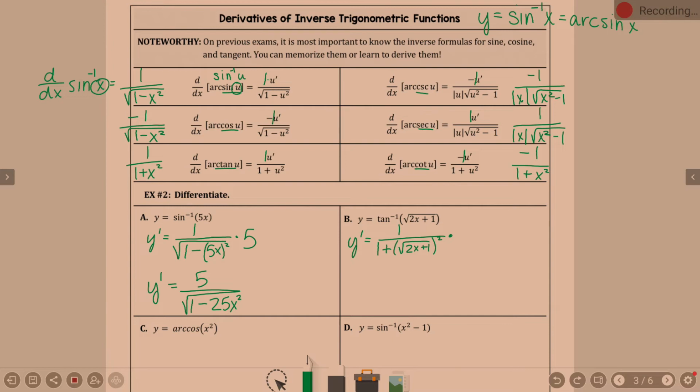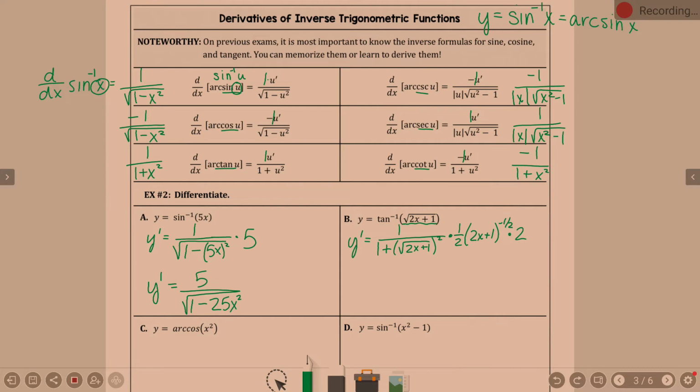Oh, you need to do the derivative of the square root of 2x plus 1. How do we do the derivative of a square root? 1/2 times what's under the square root, 2x plus 1, to the negative 1/2. So that's how we do the derivative of the square root. Then what's under the square root? 2x plus 1, the derivative of 2x plus 1 is 2. Are we okay with those pieces?